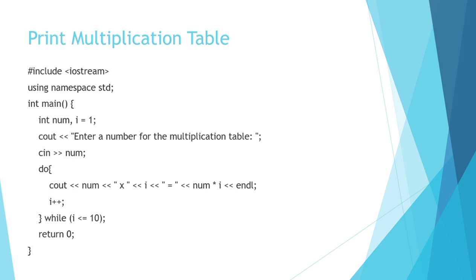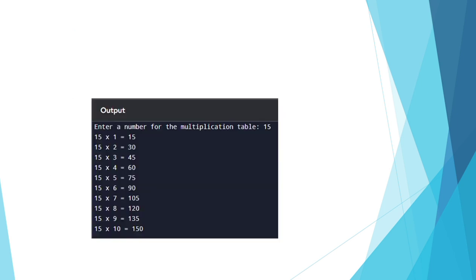I++ increments the value of I by 1 after each iteration of the loop. The loop starts with I equals 1 and prints number x1 equals result. This continues until I becomes 11, at which point the condition I is less than or equal to 10 is no longer true, and the loop exits. After successful execution, the output will be like this.